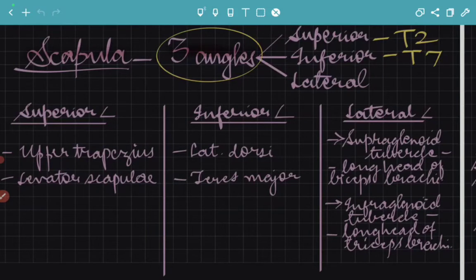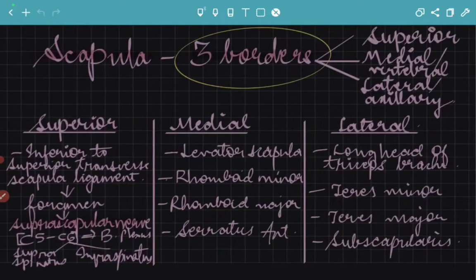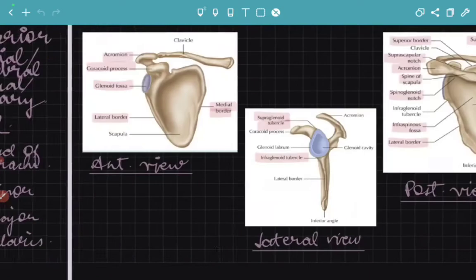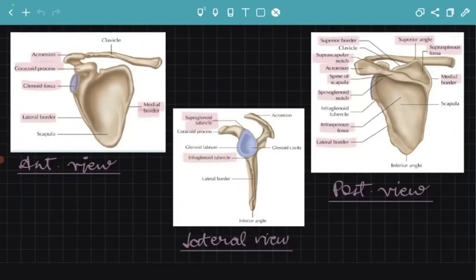Scapula has three angles: superior at the level of T2 vertebra, inferior at the level of T7 vertebra, and lateral angle. It has three borders: superior, medial, and lateral. The angles and the borders of the scapula can be appreciated in the diagram. Superior angle, inferior angle, lateral angle, superior border, medial border, lateral border.